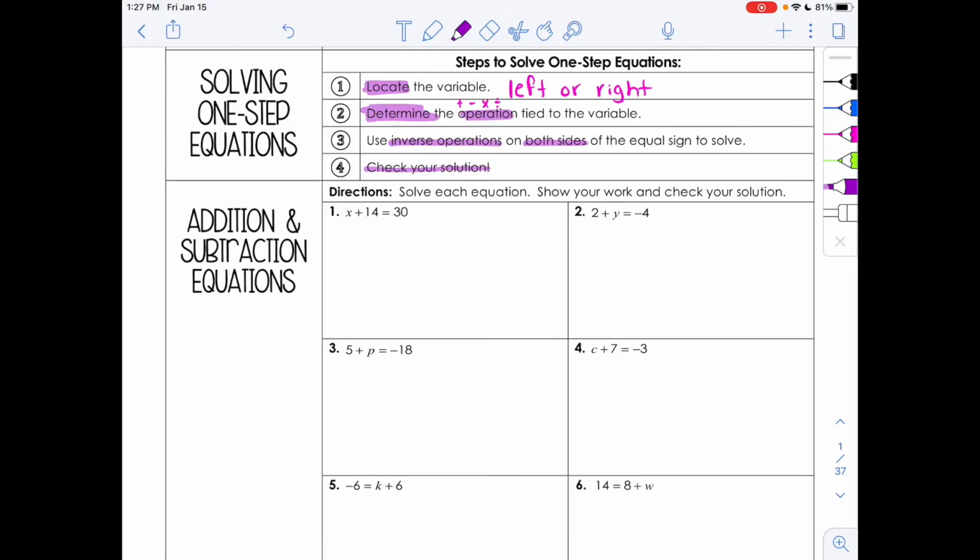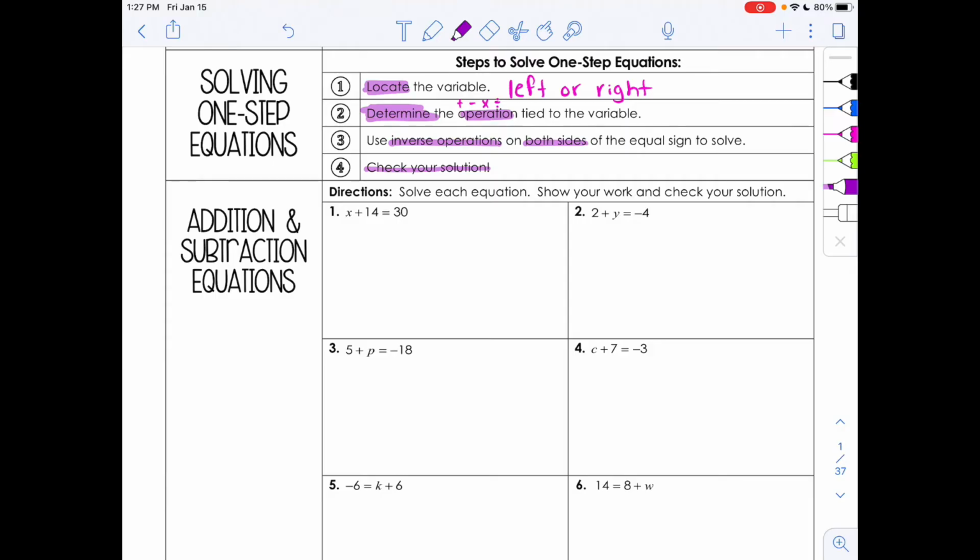Number 1, x plus 14 equals 30. So when you look at this problem, you might know off the bat or after a few seconds mentally that x has to be 16 because 16 plus 14 equals 30. And there's nothing wrong with being able to do that mentally, but we need to know this process because this process we're going to apply when we do two-step equations and when we do multi-step equations.